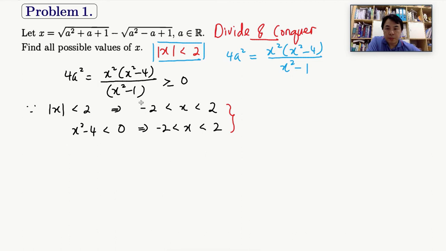Now next, since the top one is less than 0, in order to ensure that 4a squared is greater than or equal to 0, the denominator, x squared minus 1, must be less than 0. So from here, x squared is less than 1, which implies that x must be lying between -1 and 1.